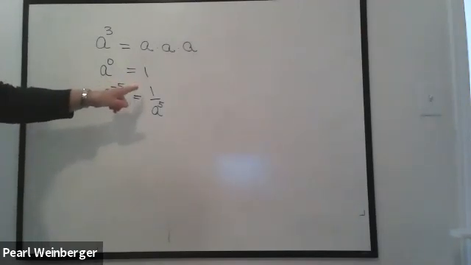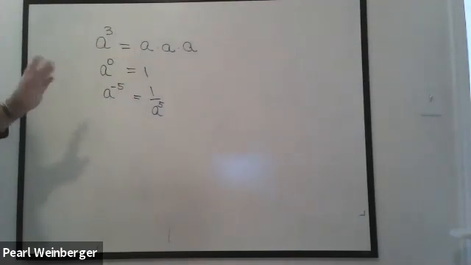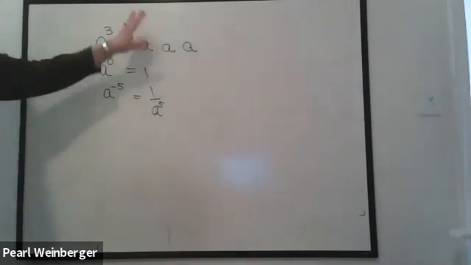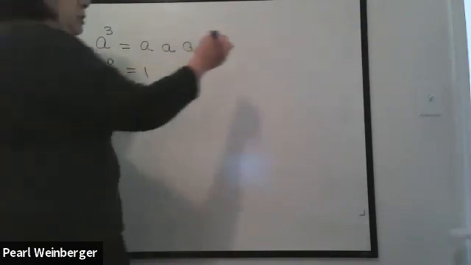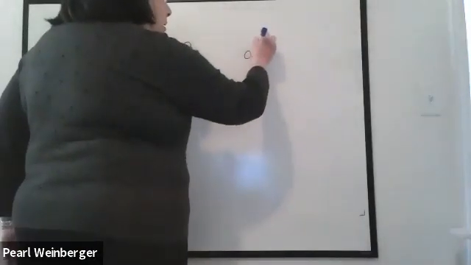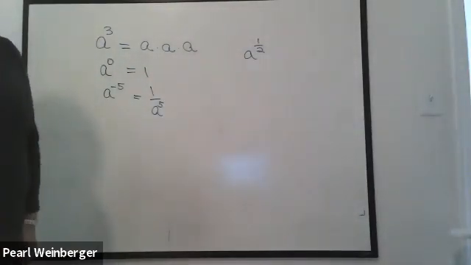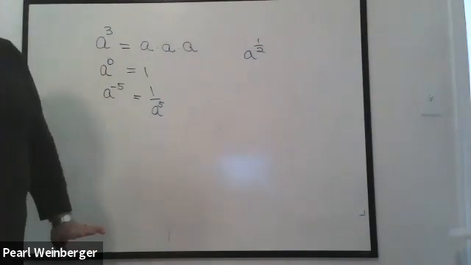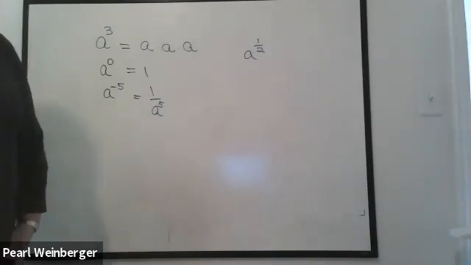A to the negative 5 means 1 over a times 1 over a times 1 over a times 1 over a times 1 over a. 1 over a multiplied 5 times. And these are the types of exponents we've dealt with until now. And now I want to talk about something called a fractional exponent. Now, the simplest fractional exponent is something like a to the 1/2. 1/2 is probably the simplest fraction we can think of. What does it mean when I say I have a to the 1/2?